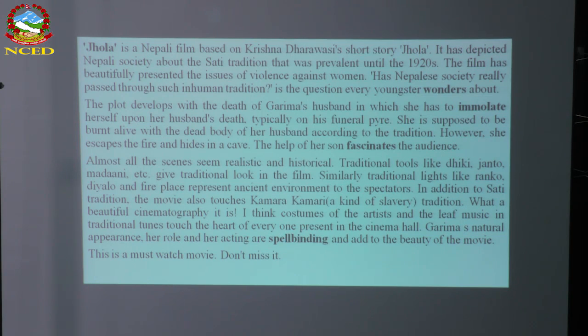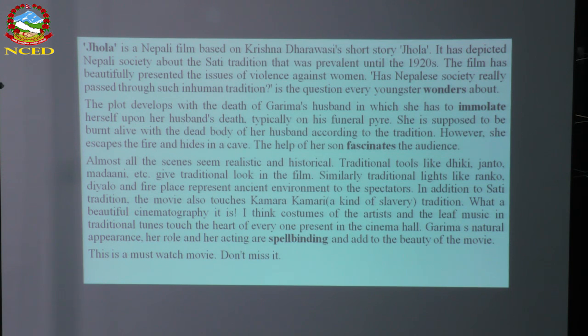And the second paragraph says, the plot develops with the death of Garima's husband, in which she has to immolate, she has to burn, she has to destroy herself upon her husband's death, typically on his funeral pyre. Funeral pyre means the place where the dead body is laid. She is supposed to be burnt alive with the dead body of her husband according to the tradition. However, she escapes the fire and hides in a cave. The help of her son fascinates the audience.